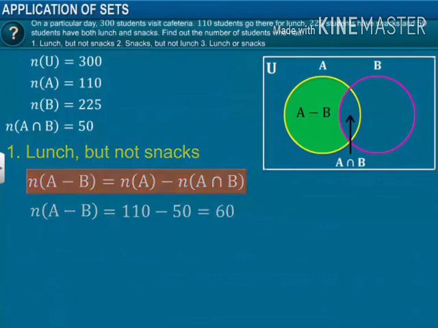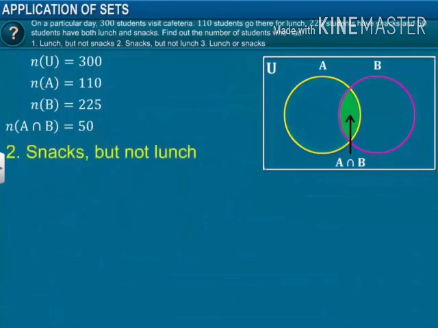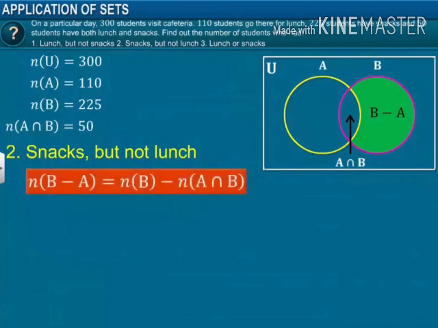Next, we will find the number of students who had snacks but not lunch. This is shown by the shaded region in the Venn diagram. The number of elements of this set is given by the relation shown. Using the values, we find that 175 students had snacks but not lunch in the cafeteria.